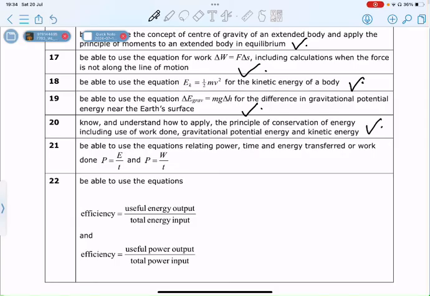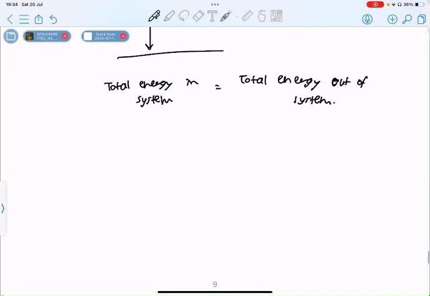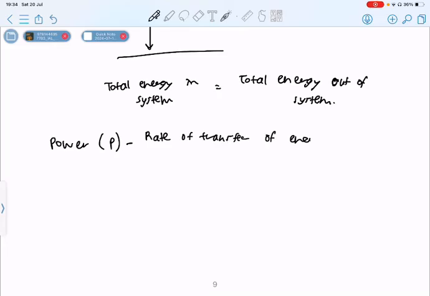Be able to use the equations on power. Okay, power is equal to energy over time. So what is power? Power, which has the symbol P, is the rate of transfer of energy. Power can be represented by the formula energy over time, and the SI unit for power is watts.